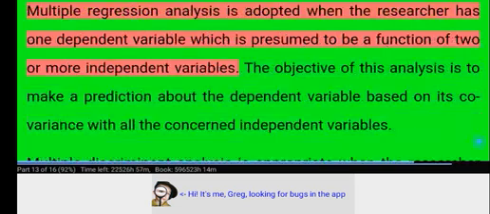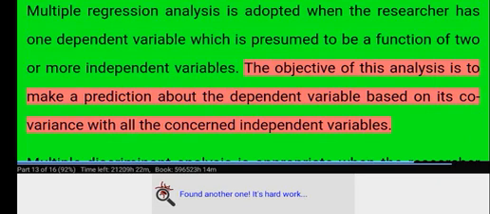as relatively more important. Multiple regression analysis is adopted when the researcher has one dependent variable which is presumed to be a function of two or more independent variables. The objective of this analysis is to make a prediction about the dependent variable based on its covariance with all the concerned independent variables.